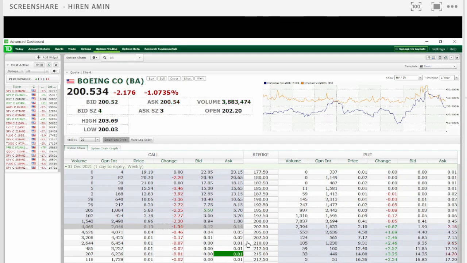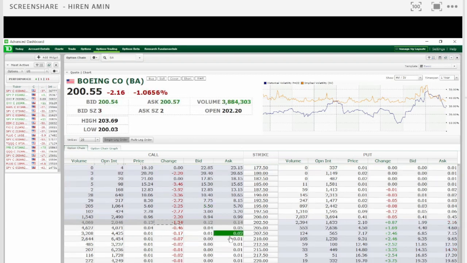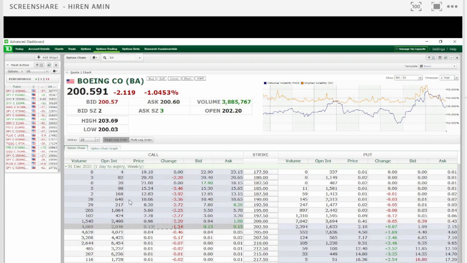Anytime you want to place a trade on any option contract, all you simply do is click on the bid or ask depending on what you're looking to do. That's how you actually place the trade on Advanced Dashboard. Today's not a good example, today's expiry, but let's say I'll sell this call, assuming I have the shares, just because it's 97 cents premium right now.